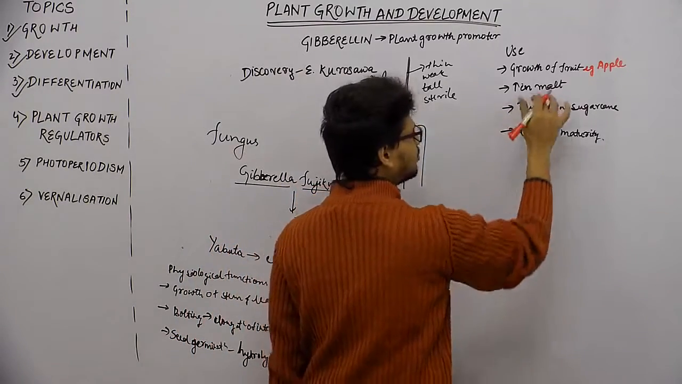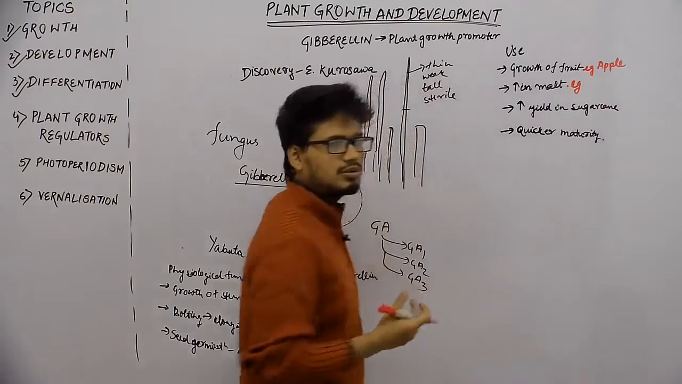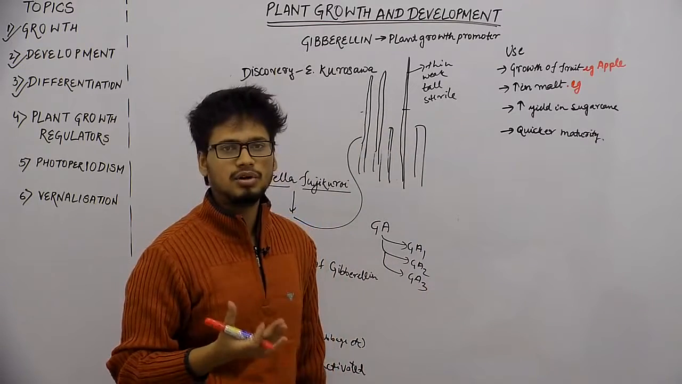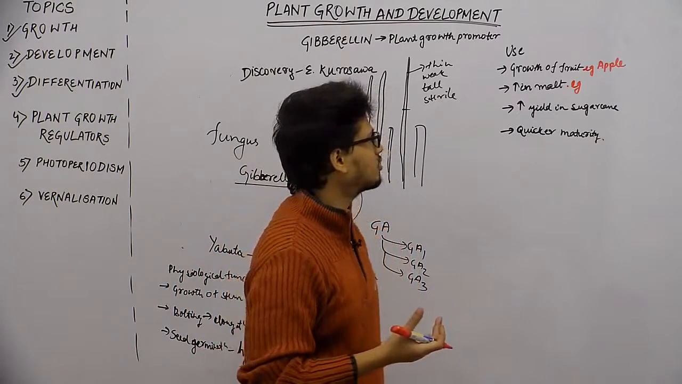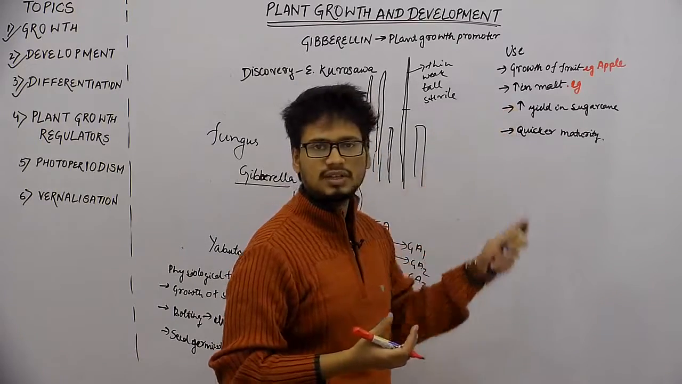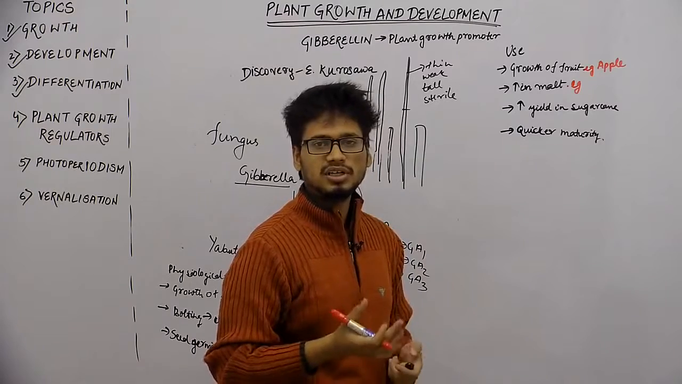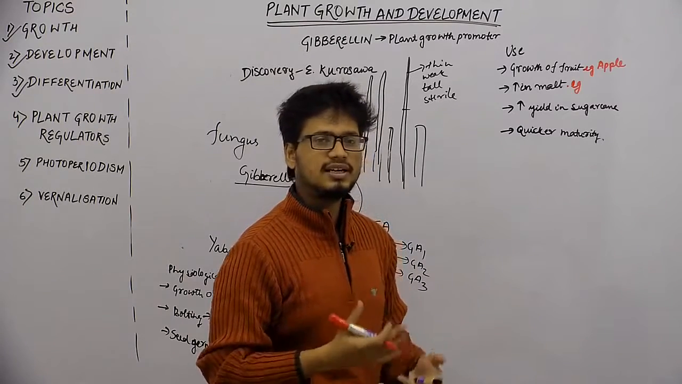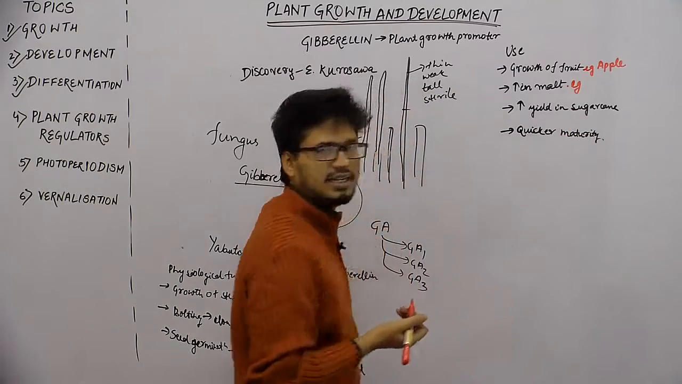Second is increase in malt. Brewing industries produce, let's say, alcohol or malted whiskey or other malted products. So if the plant is treated with gibberellic acid, the malting process, the production of malt, increases manifold. Okay, and increase in sugarcane yield.